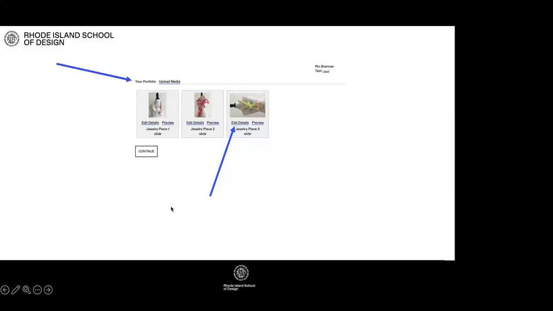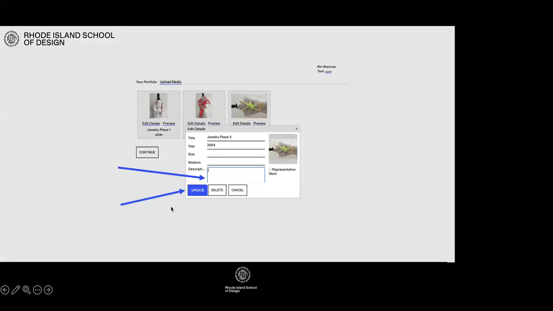You can access your portfolio by clicking the tab at the top that says Your Portfolio, and you can edit each slide by selecting Edit Details. A window will pop up where you can enter the title of your piece, the year, size, medium, and a brief description. Should you want to speak to your artwork, please do so in the description box, but not on the slide itself, and keep it brief.